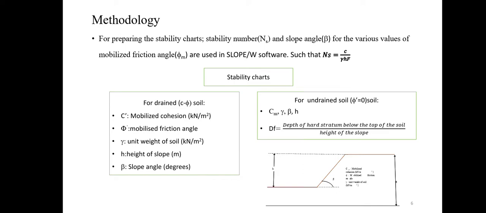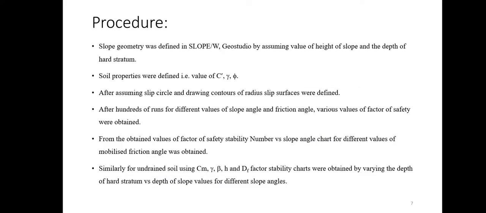While for undrained soil, where the friction angle was equal to 0, 5 factors were taken into account. Those were Cm, unit weight of soil, beta the slope angle, h, that is the height of slope, and the factor Df, where Df is the ratio of depth of hard stratum below the top of the soil to the height of the slope. In the procedure part, what we did, we considered a slope geometry in SLOPE/W, that is in GeoStudio, by assuming the height of the slope and the depth of the hard stratum.